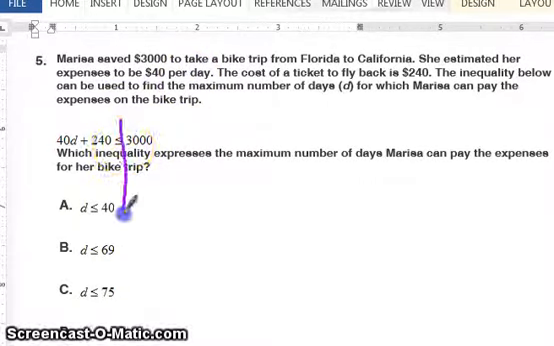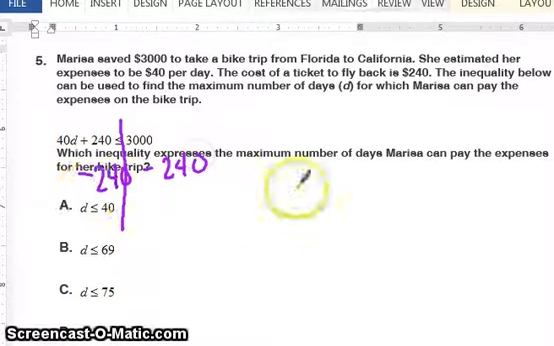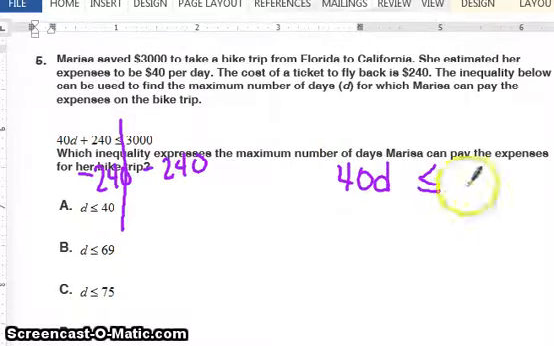So we're going to solve this. Subtract 240 from both sides. Simplify, I'm going to bring this over here, 40d. Leave the inequality symbol alone. 0 minus 0 is 0. And 300 minus 24. It's going to give me a 6, 7, and a 2.